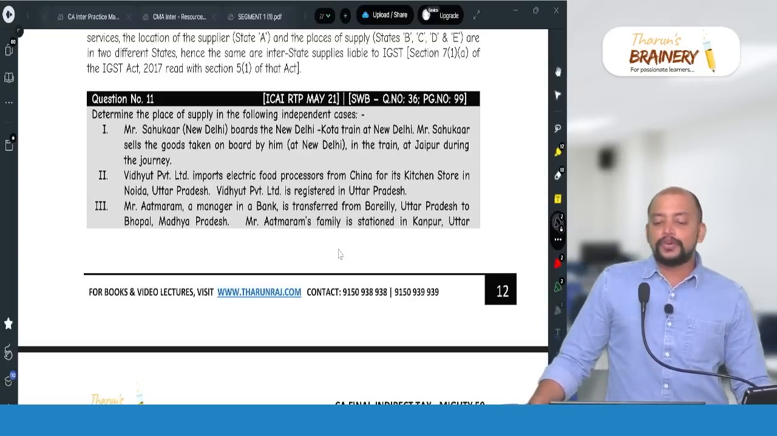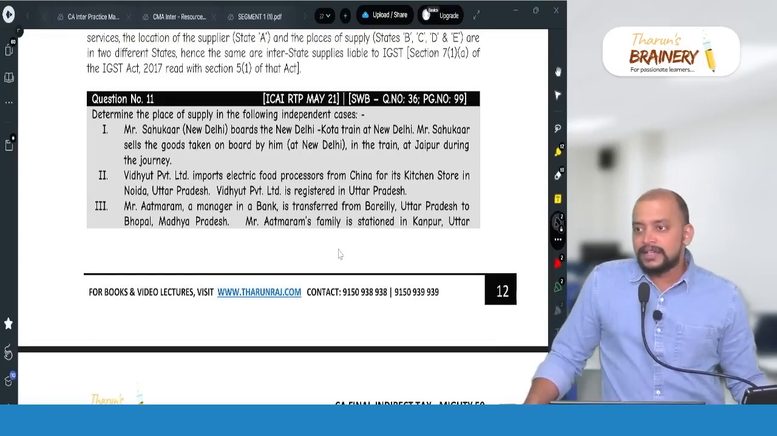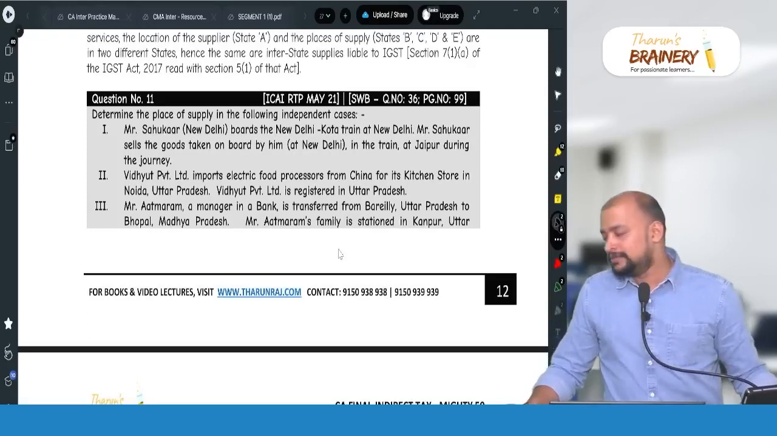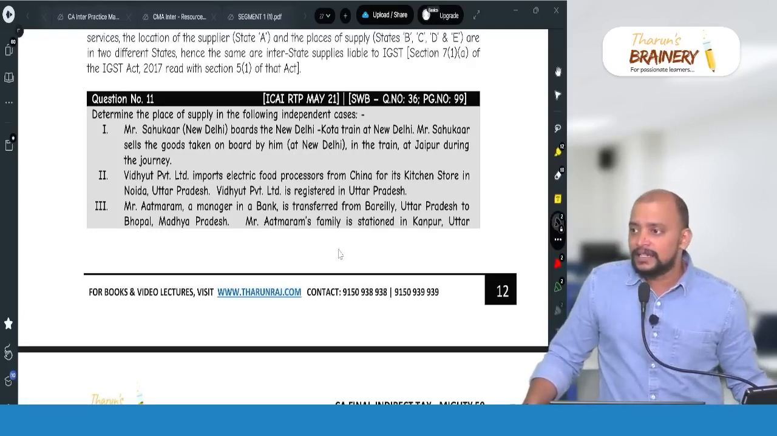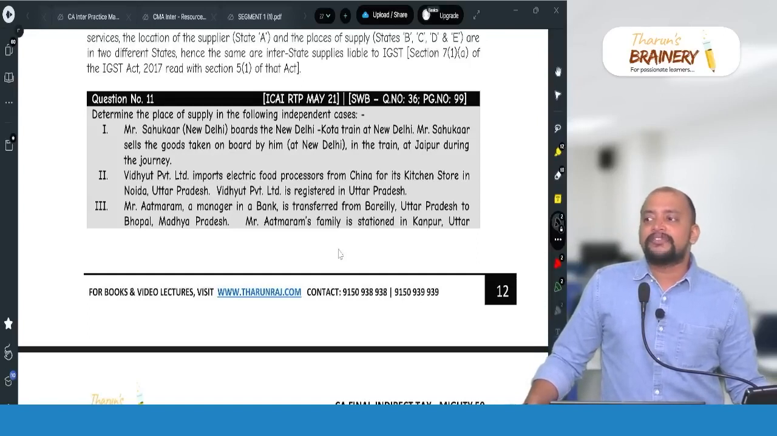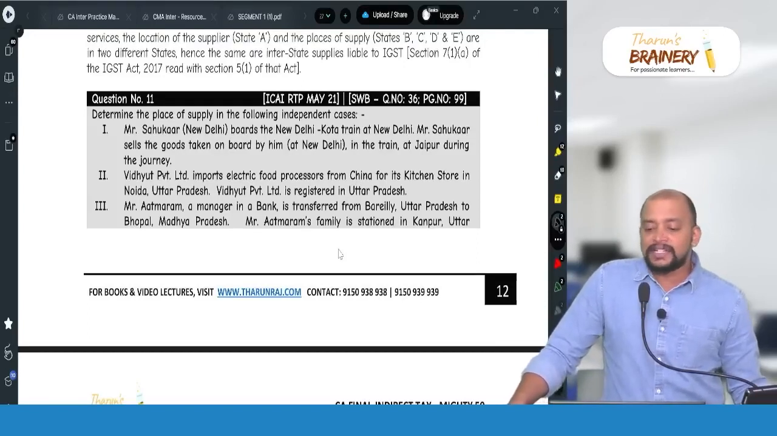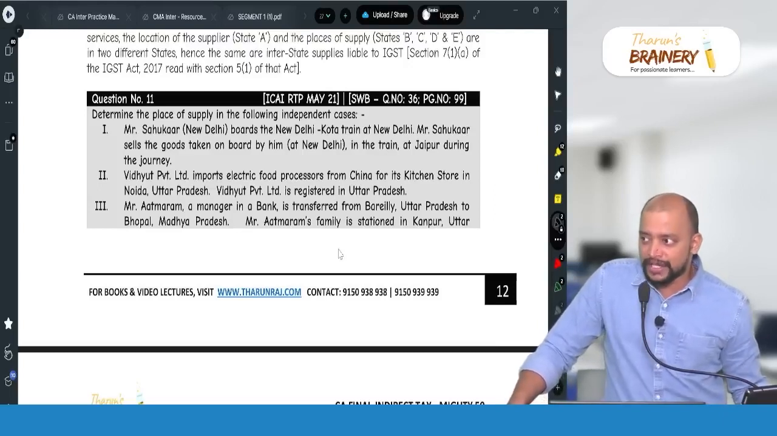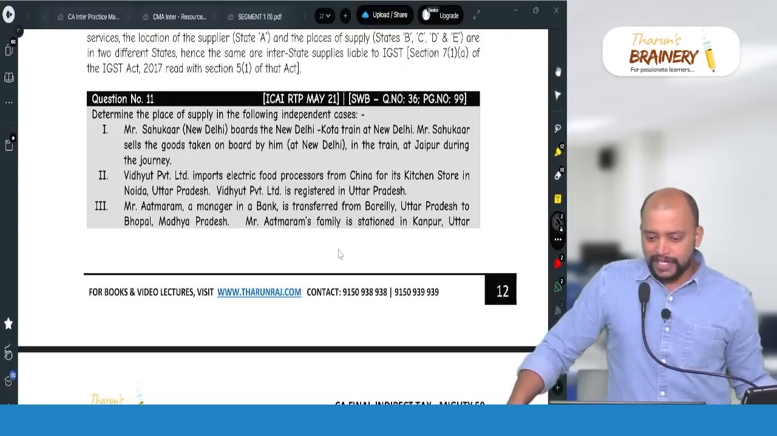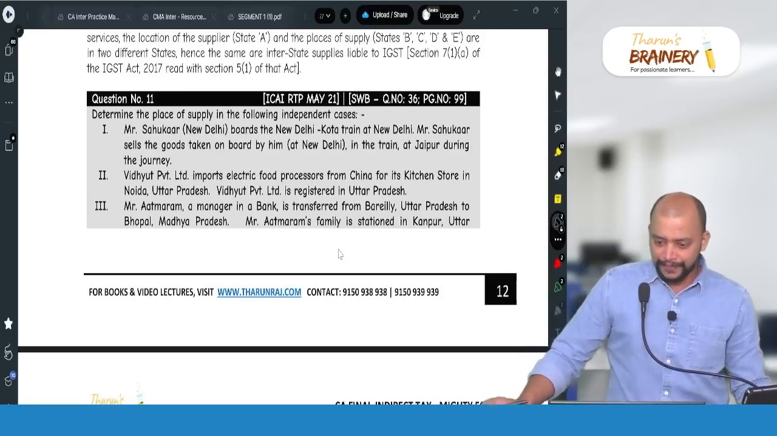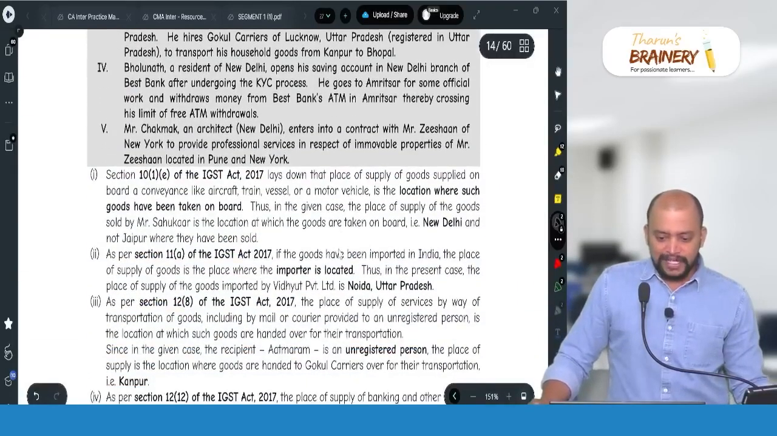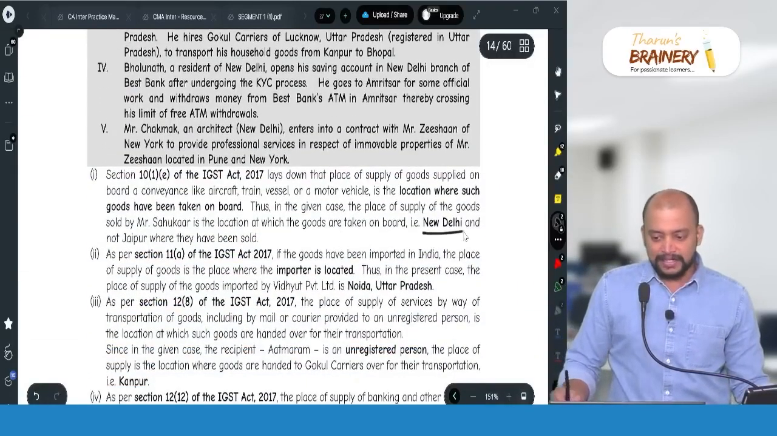With respect to goods sold on board a conveyance, it will be the starting point of the goods. So, as per section 10(1)(e) of the IGST Act, in case of supply of goods on board a conveyance, we will take the starting point of the goods. That is the location where goods are loaded. So, the location where goods are loaded is New Delhi. That will be taken as the place of supply in this case.